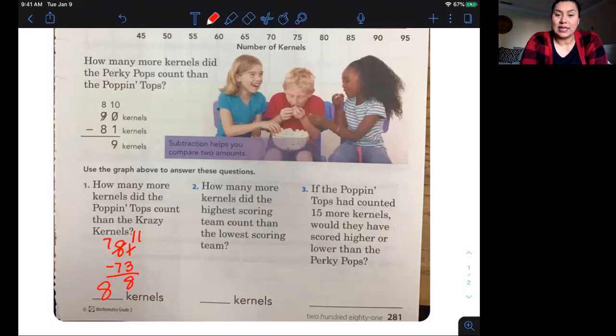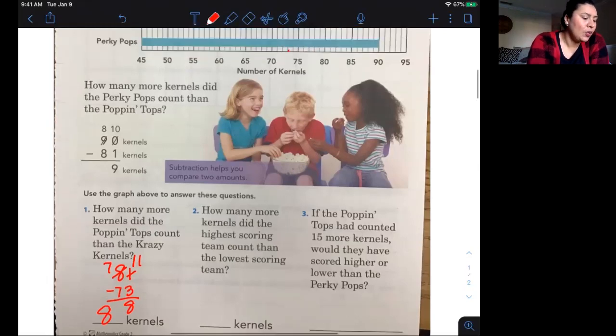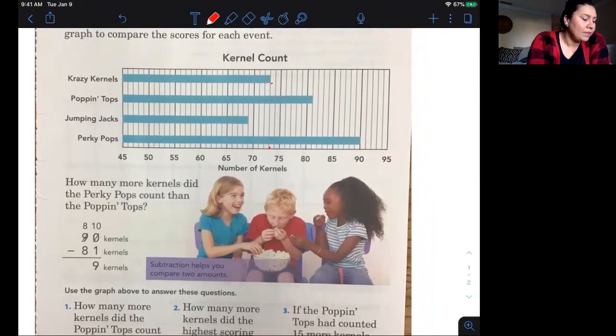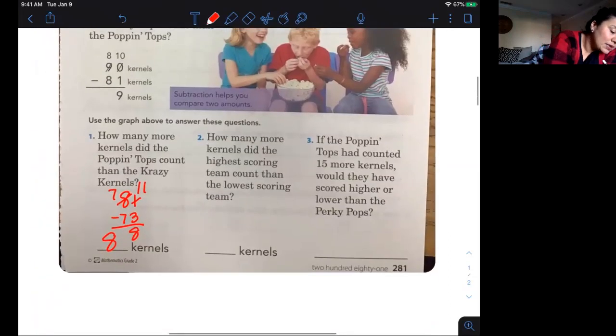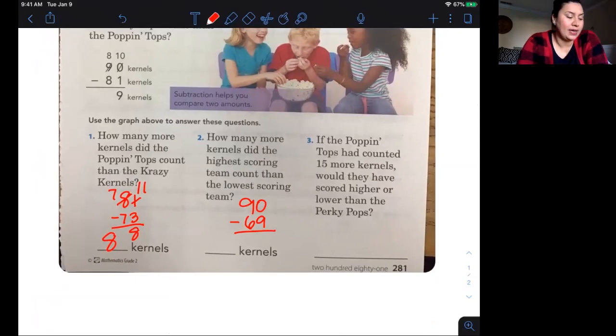How many more kernels did the highest scoring team count than the lowest scoring team? How do we figure out that information? Well, the highest scoring team is going to be the one that has the longest little bar right on the graph. So that would be these guys, they're 90. They're the longest. And the lowest would be the lowest one, which is 69. So 90 take away 69. Write this with me. And it's subtraction because we're finding a difference here.